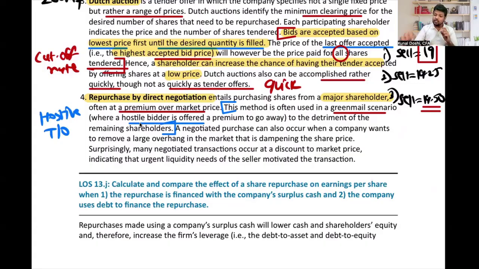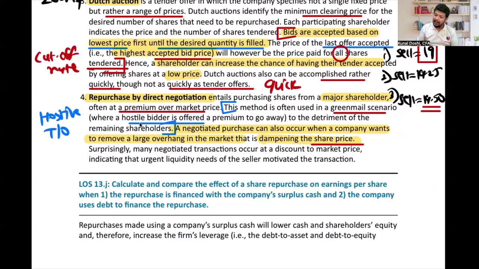So generally, this method is used to throw out some dominant, bullying investor from the company, from taking over the control of the company. A negotiated purchase is generally also used in this case, but it is also used when the company wants to remove a large overhang in the market that is dampening the share price. Yes, we are going to learn in detail that the share repurchase or buyback is going to jump the share price. Per share price will increase. Why? Because in the denominator, market price per share, the number of shares reduces. So one of the reasons, along with hostile takeover, is also to boost the share price.